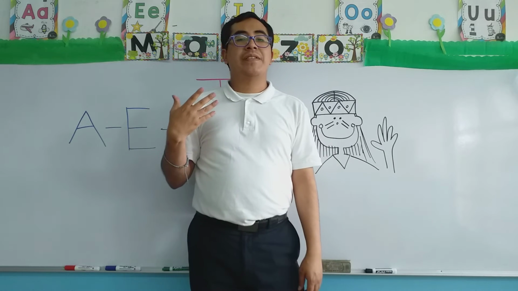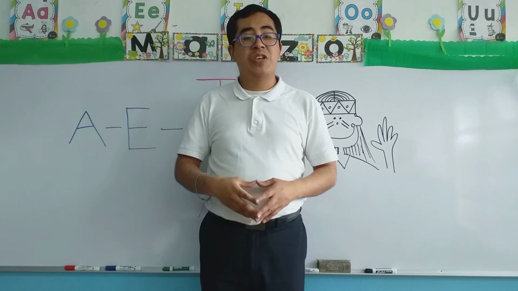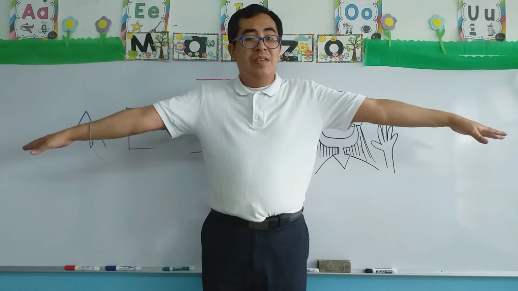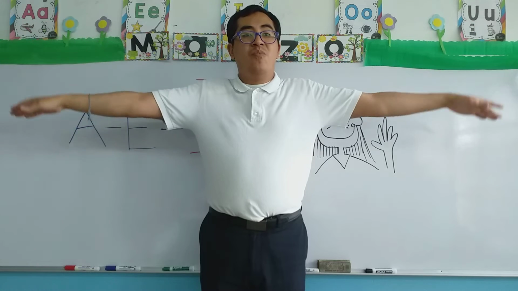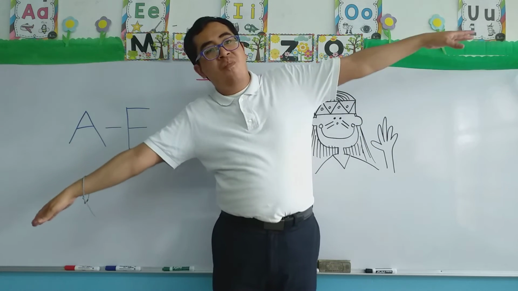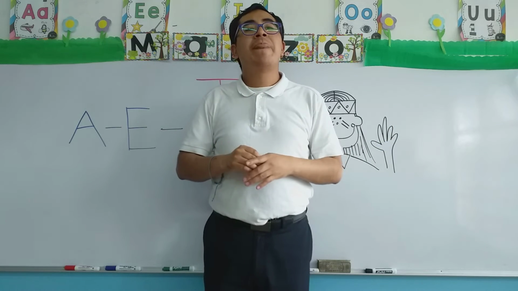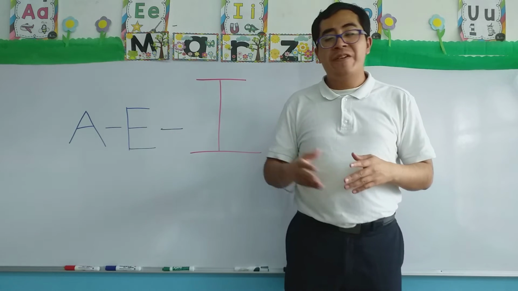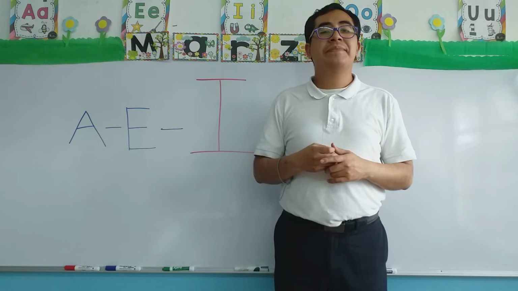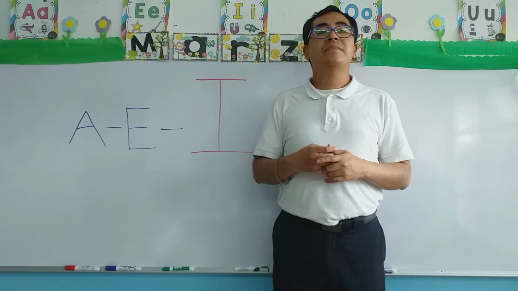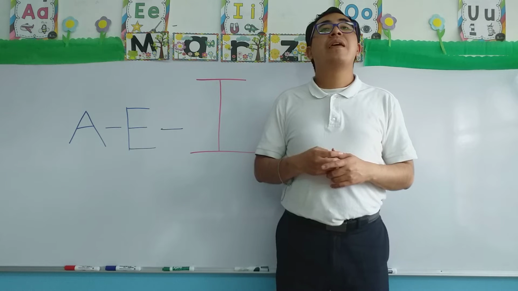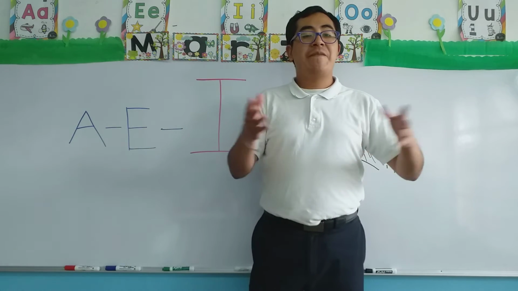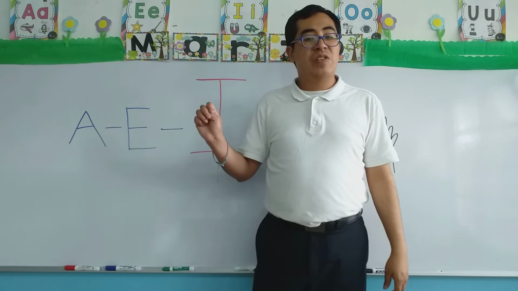This next object is a means of transportation that appears up there in the sky, has 2 wings, and is big. It is called airplane. Now, the airplane uses what letter? Capital A. Very good. So, we don't have any problems with these first two letters.